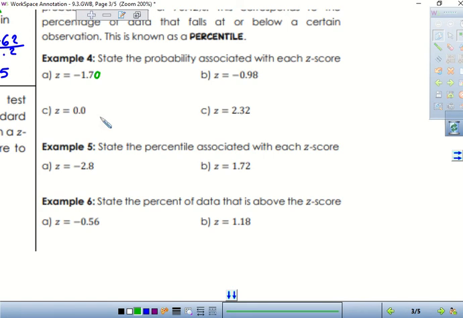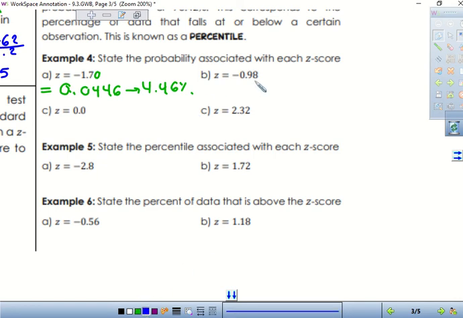So, I'm going to go to my chart, and it's going to be the one on the left of the two, because the left one's negative, the right one's positive. You're going to go down to negative 1.7, and how many am I going to go over? Just 1, and that's going to give me 0.0446, also known as 4.46%. So does everybody see that on their chart? Good.